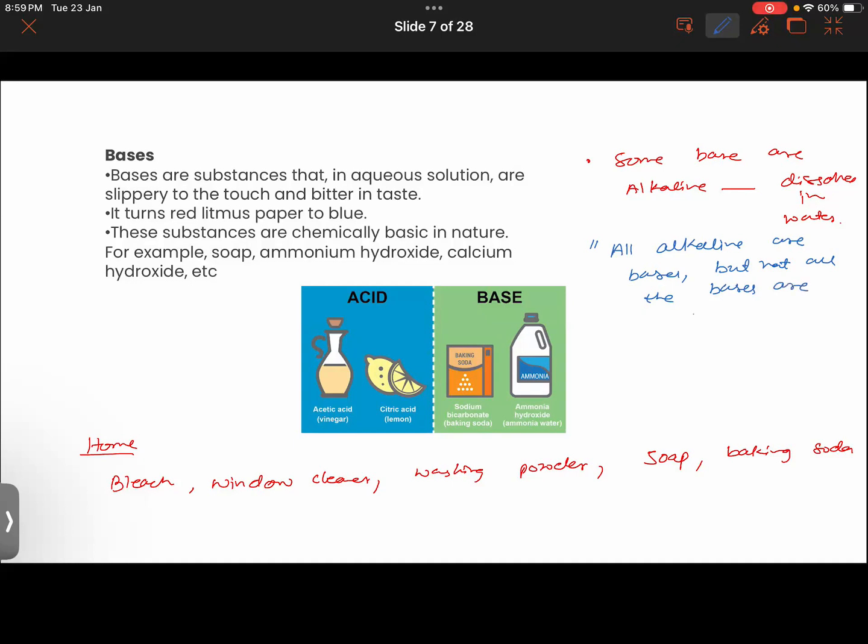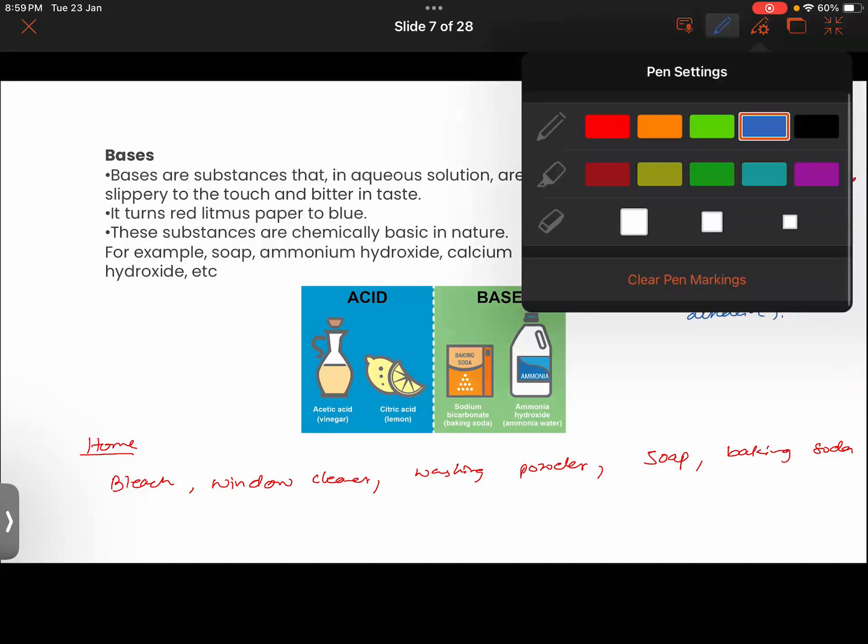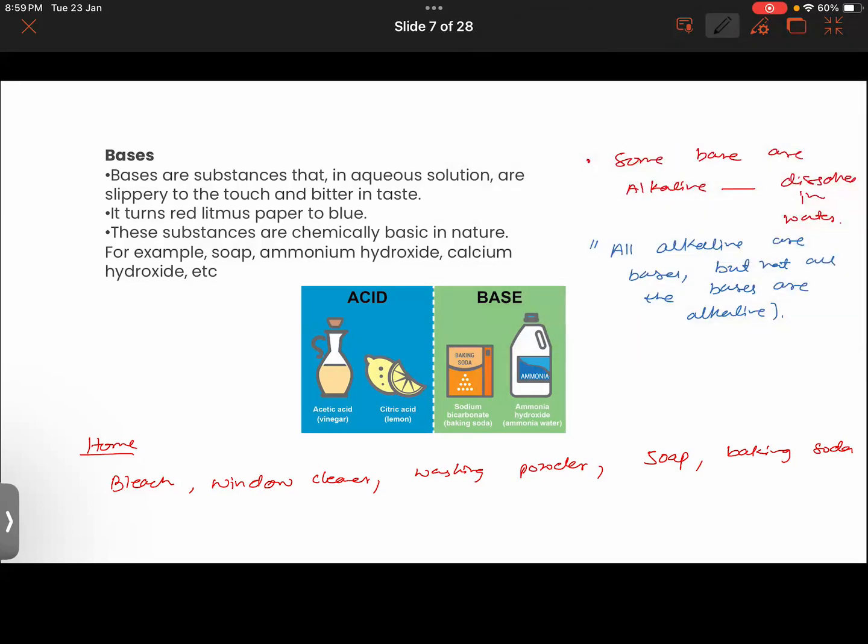Yes, sir. So that is the thing. Some other examples, like calcium hydroxide, are also there. So these are some of the examples, and they will be converting red litmus paper to which color? Pink. They will be converting it into blue color, right? Yes. Okay.